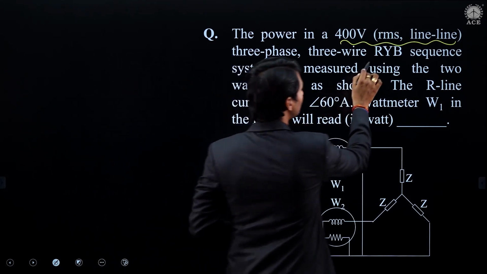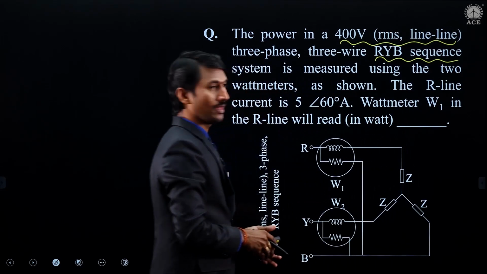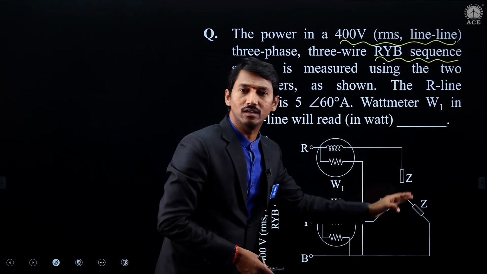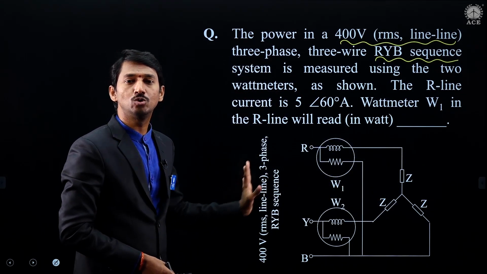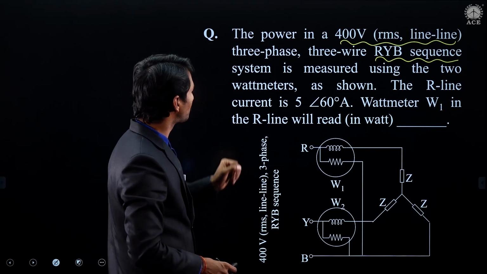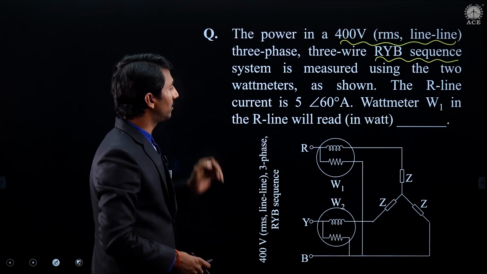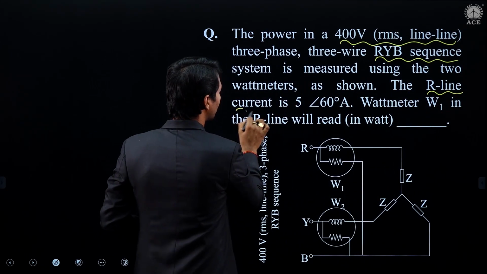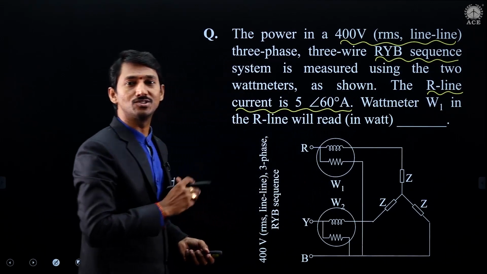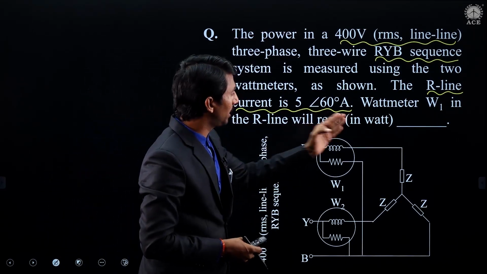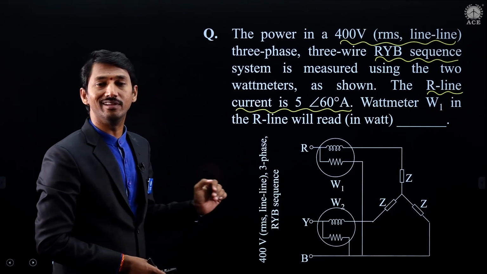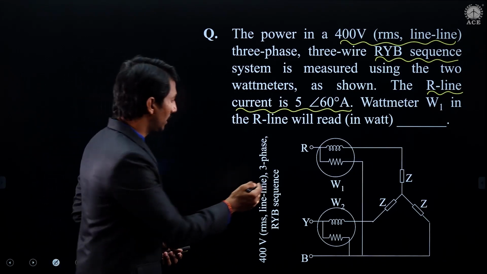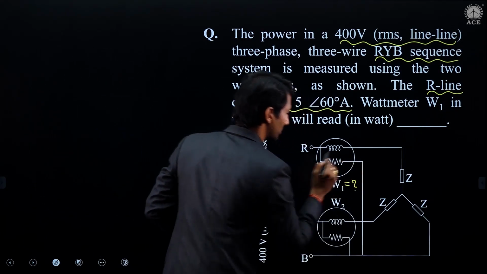So what is the sequence here? RYB sequence, right? Is measured using the 2 wattmeters. Yes, nothing but a 3-phase 3-wire circuit is given. Power is measured with 2 wattmeters. That is the given data. Okay. As shown, the R line current is 5 at an angle 60. Which current has he given? R line current is given 5 at an angle 60 degrees. Wattmeter W1 in R line will read. So what is the W1 reading? This is the question.